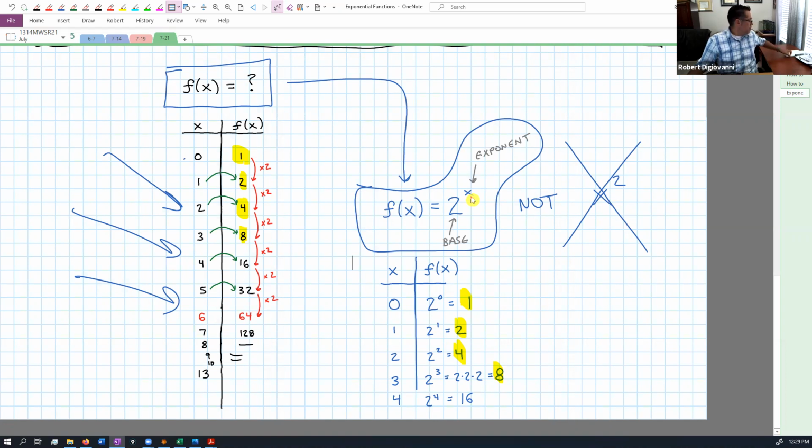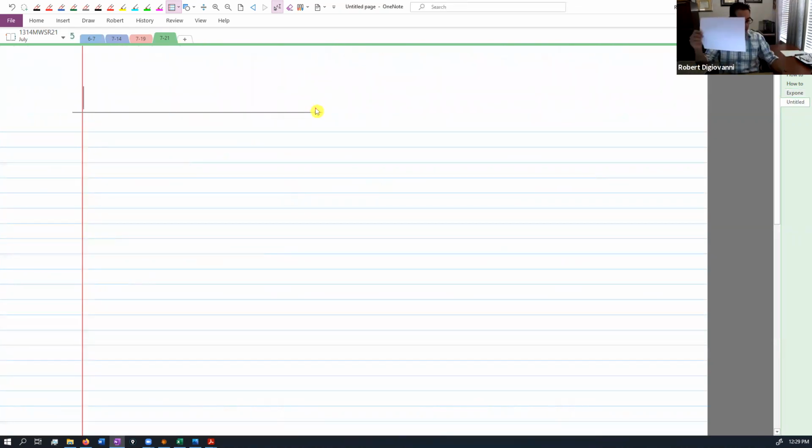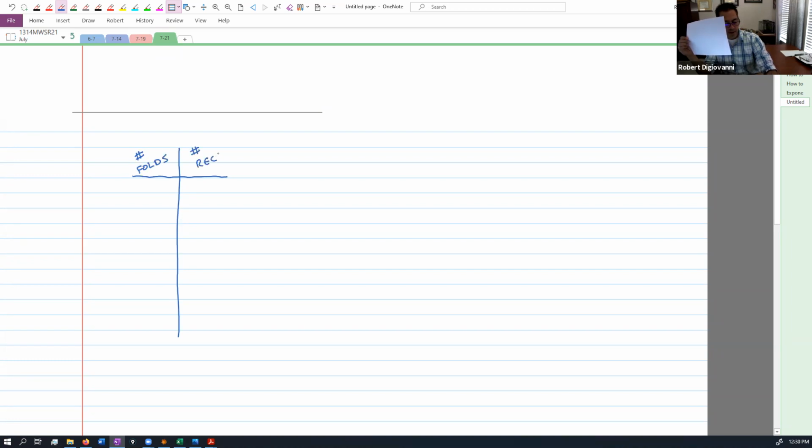So let me show you an example. I'm going to show you a physical example, just so I can show you this exponential thing happening with a visual example. So right now I have a piece of paper, right? Y'all can see my video. I'm going to make a t-table. On the left side, this is going to be the number of folds I have in the paper. And this is going to be the number of rectangles that you see.